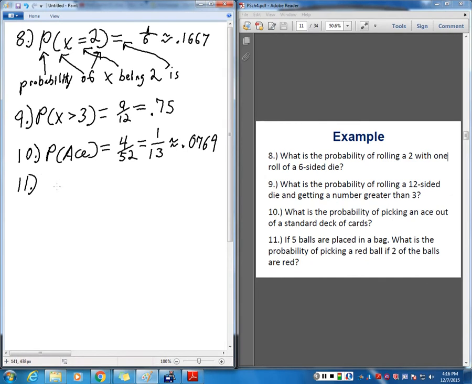Number 11, if 5 balls are placed in a bag, what's the probability of picking a red ball if 2 of them are red? All right, so probability of a red would be, well, how many are red? 2 out of 5, which is 0.4, 40%.